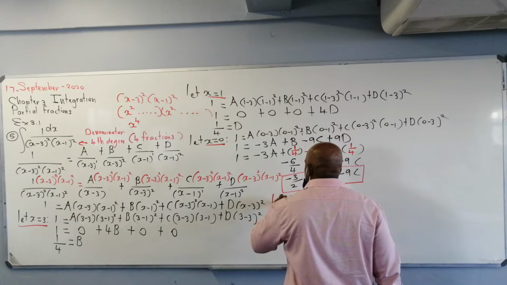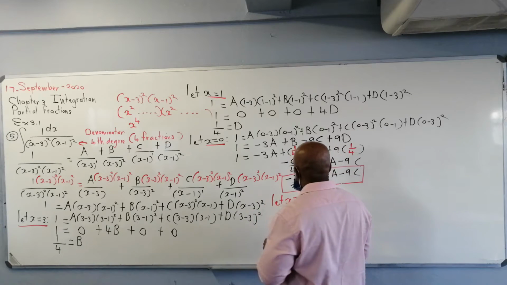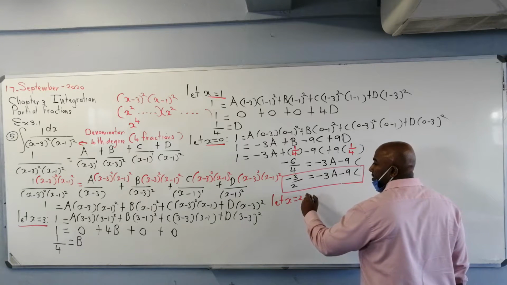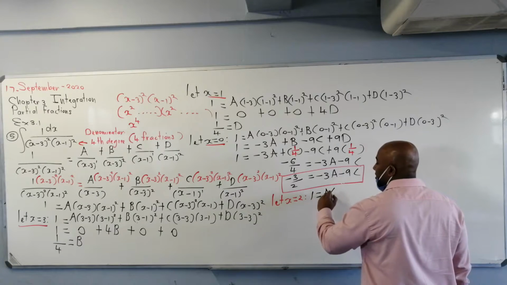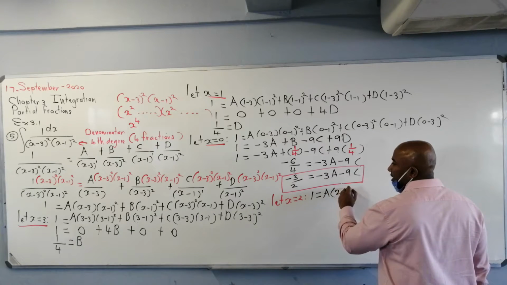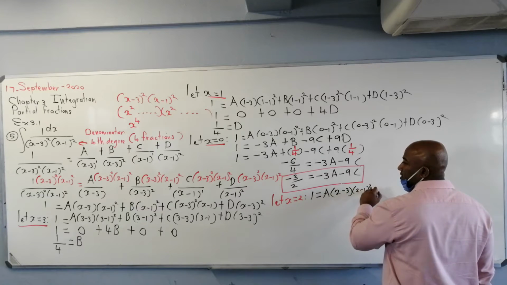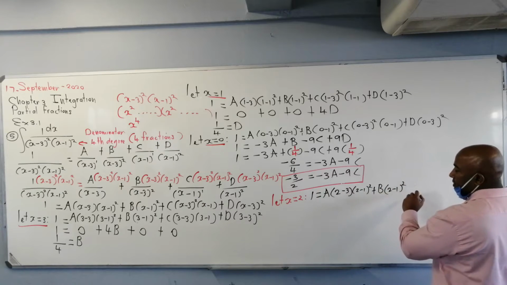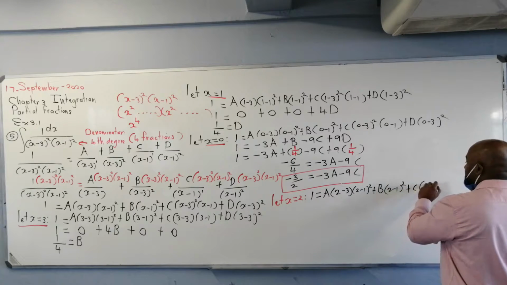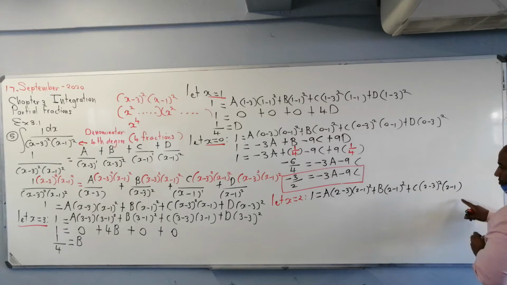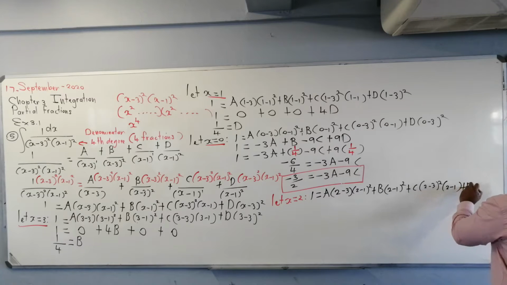So I'm going to let x equal to 2. So if I let x equal to 2 now, on the left hand side, 1 is equal to a. So that's 2 minus 3. Okay, let me just do the whole thing here. So that'll be 2 minus 3, 2 minus 1 all squared, plus b. This will be 2 minus 1 all squared, plus c, 2 minus 3 all squared, times 2 minus 1. Then we got plus d, 2 minus 3 all squared.